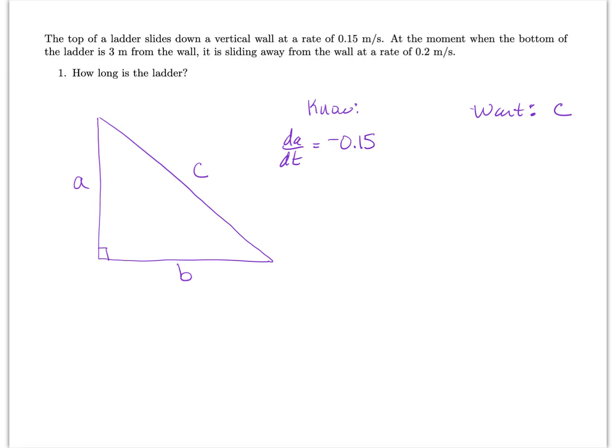And then they told me that the bottom of the ladder is sliding away from the wall at a rate of 0.2. And it's moving away, which means B is increasing. So dB/dt should be positive. And that is when B is 3, the moment the bottom of the ladder is 3 meters from the wall.